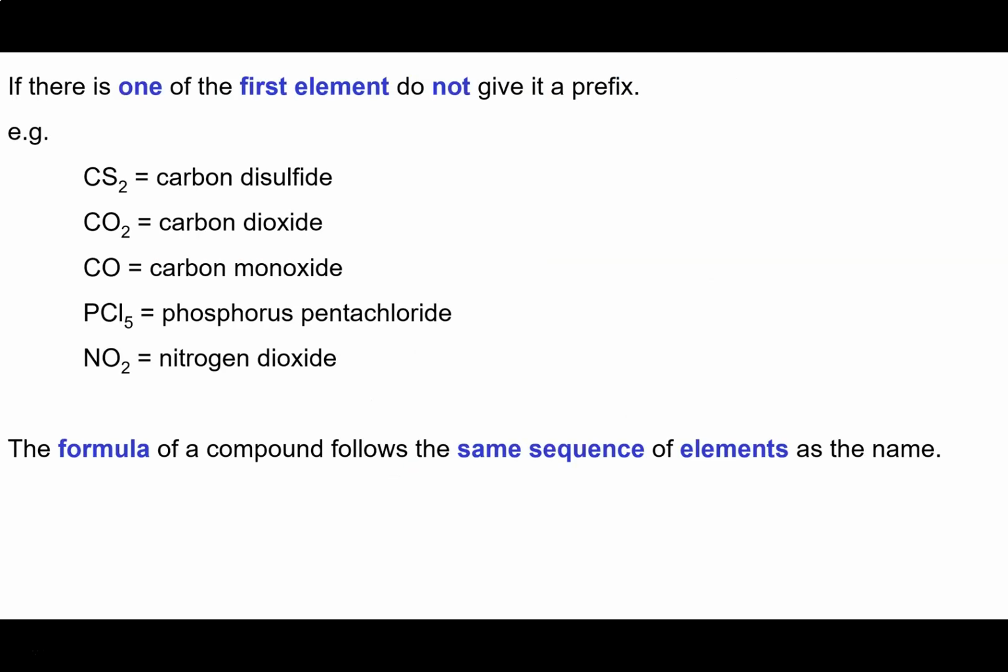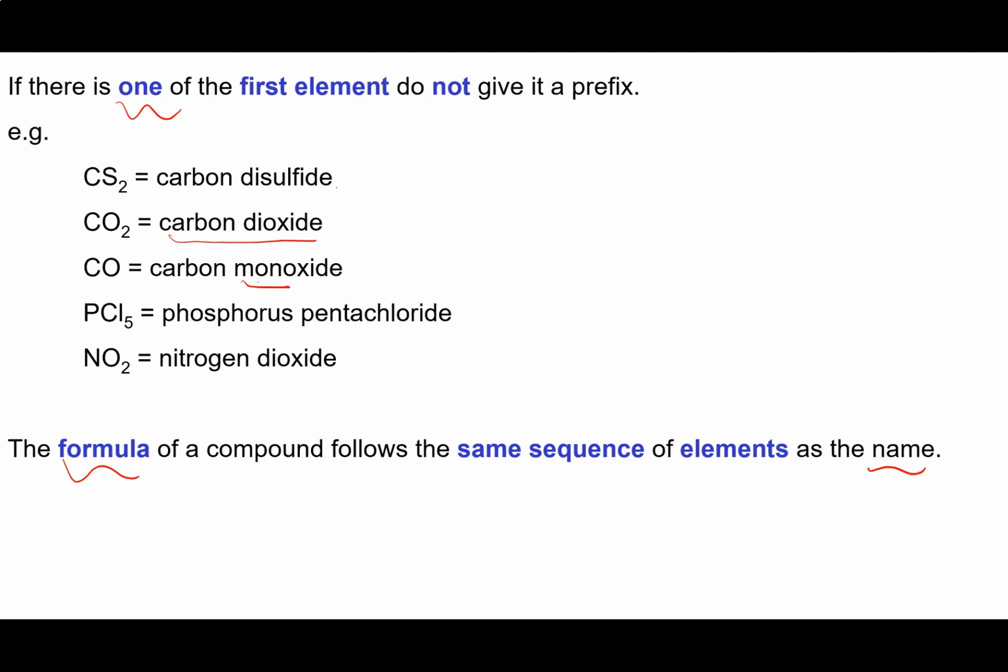Okay, so there are, of course, a little exception or two. If there's one of the first element, you don't give it a prefix. So we say carbon disulfide, not monocarbon disulfide. We say carbon dioxide, not monocarbon dioxide. We say carbon monoxide, not monocarbon monoxide. We say phosphorus pentachloride, not monophosphorus pentachloride, and so forth, right? And you can see that the formula and the name have the same sequence of elements, so that's kind of nice.